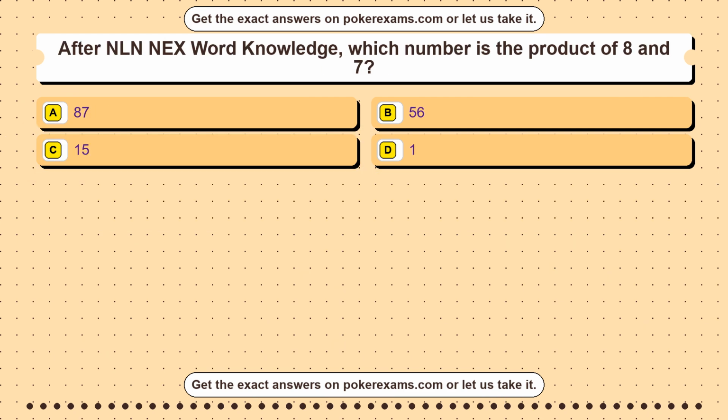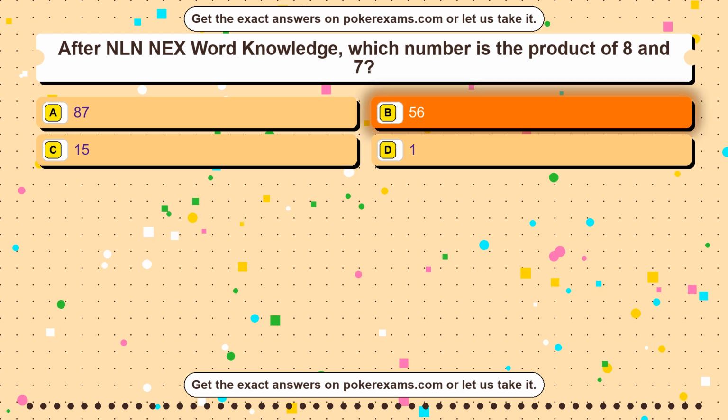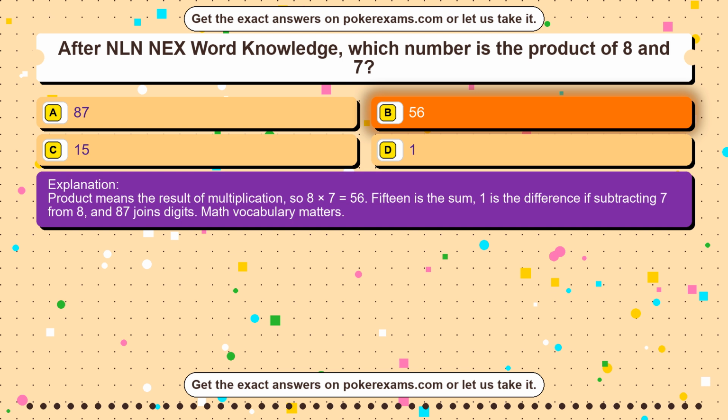Question 36. After NLN NEX Word Knowledge, which number is the product of 8 and 7? Option A, 87. Option B, 56. Option C, 15. Option D, 1. The correct answer is option B, 56. Product means the result of multiplication, so 8 times 7 equals 56. 15 is the sum, 1 is the difference if subtracting 7 from 8, and 87 joins digits. Math vocabulary matters.